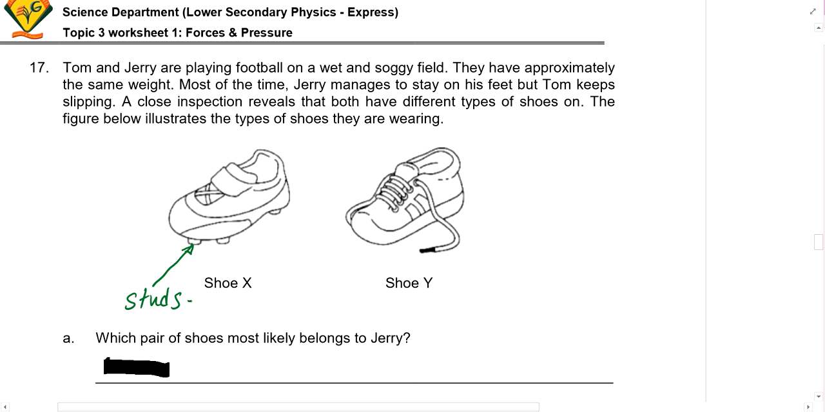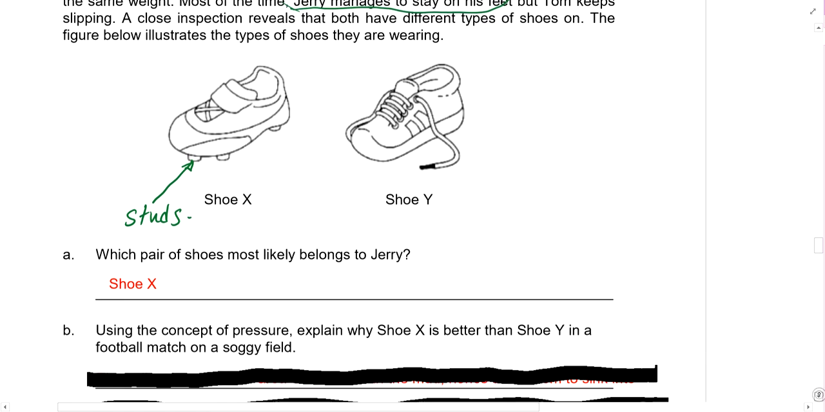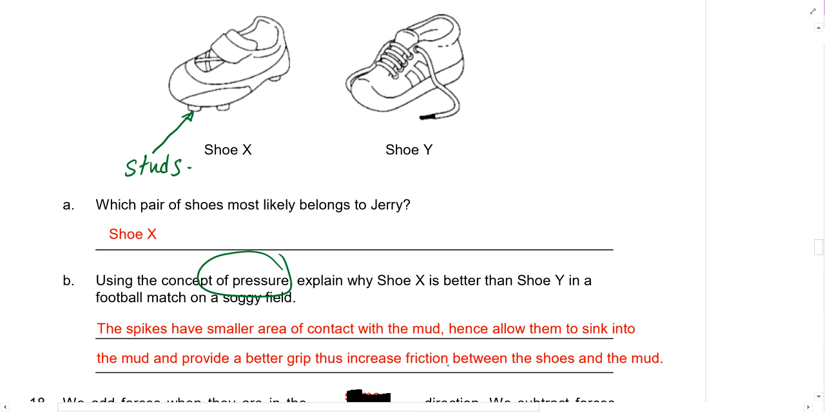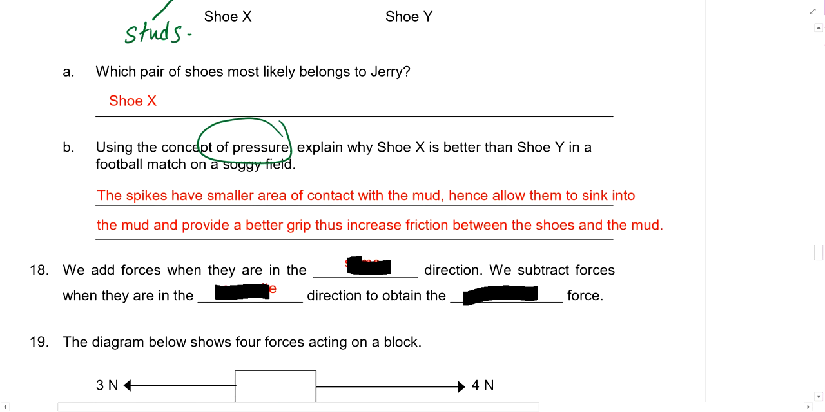Most of the time Jerry manages to stay on his feet, Tom keeps slipping. Okay? So which pair belongs to Jerry? Jerry is the one that stays on his feet. X. Using the concept of pressure, explain why shoe X is better than shoe Y. The spikes have smaller area of contact with the mud, so they can sink into the mud and provide better grip. Therefore, there is increased friction between the shoes and the mud.